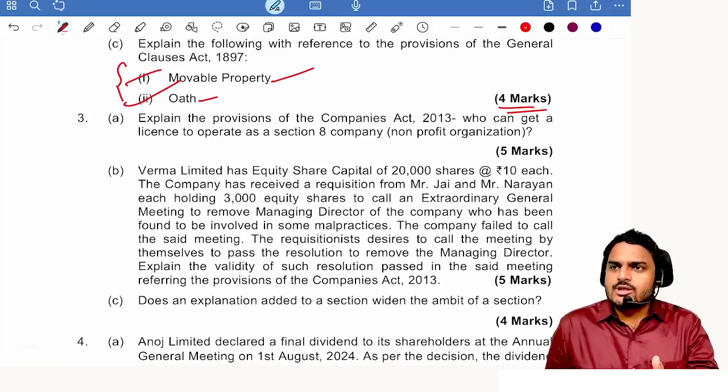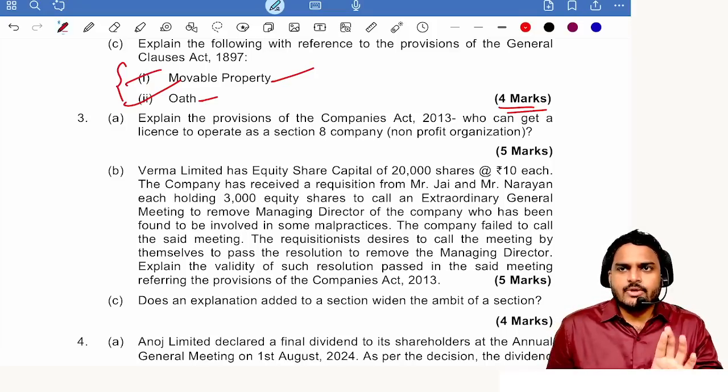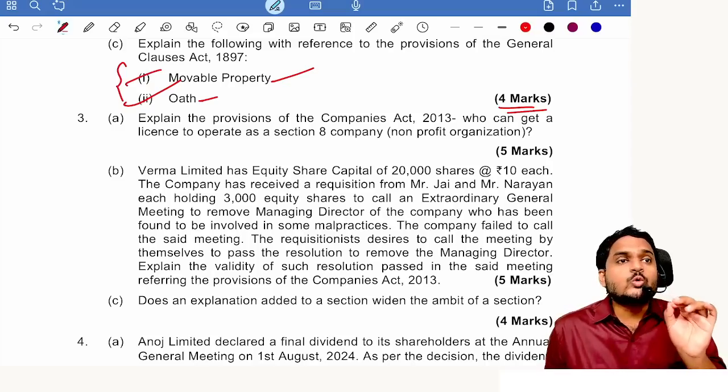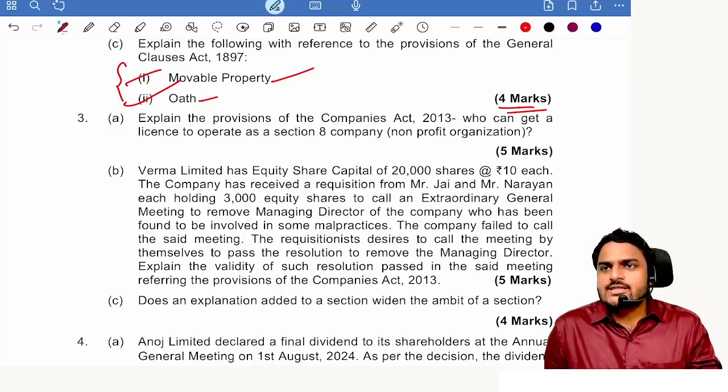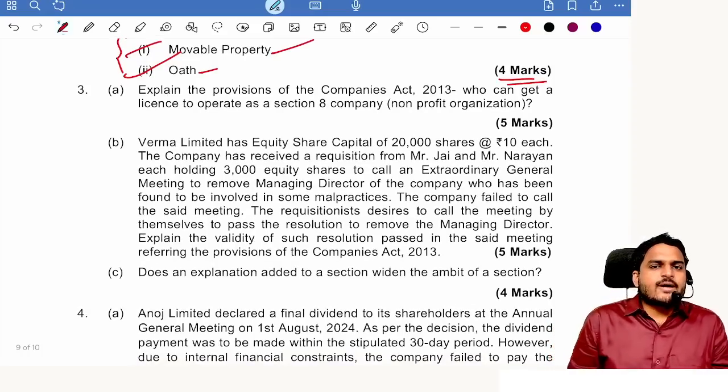If you want to take choice, we had one chapter for taking choice. Interpretation. That too, question is coming on primary rules of construction, secondary rules of construction. Don't ignore, just write. Next one, explain the provisions of Companies Act 2013.